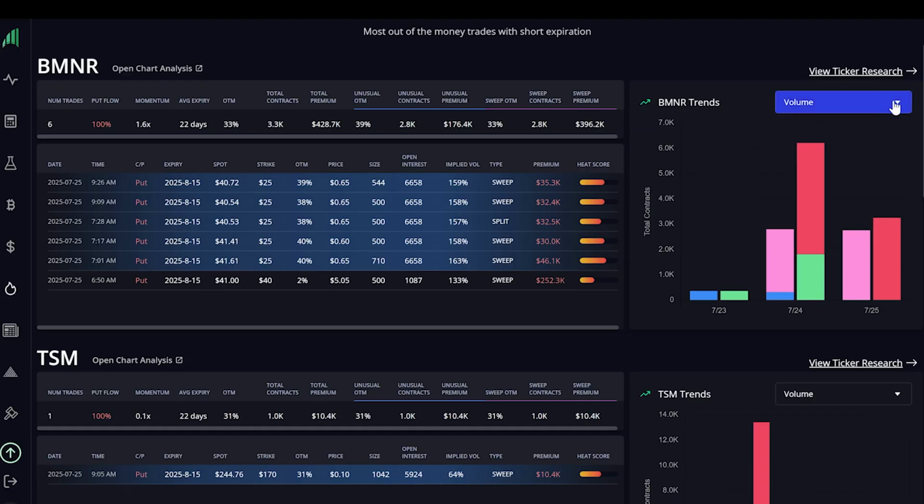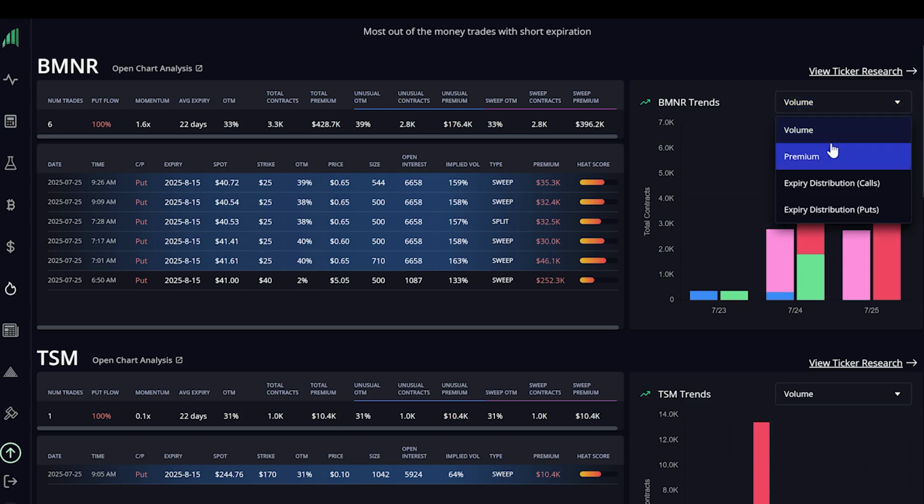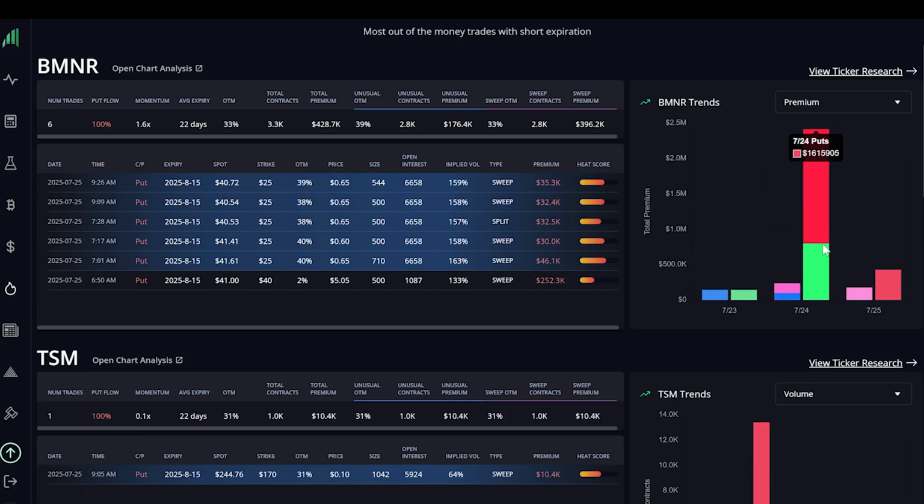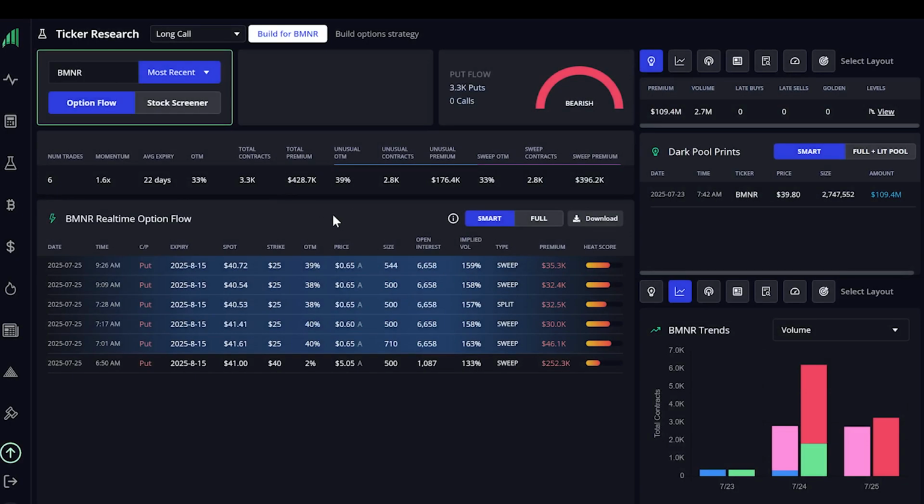And what I like is you can actually look in a little bit more detail at each of these tickers, looking at volume or premiums over the last few days. It just gives you a sense of how things are changing in the market. Maybe there's a catalyst around one of these stocks. You can even look at news if you dive into Insider Finance's individual ticker research.